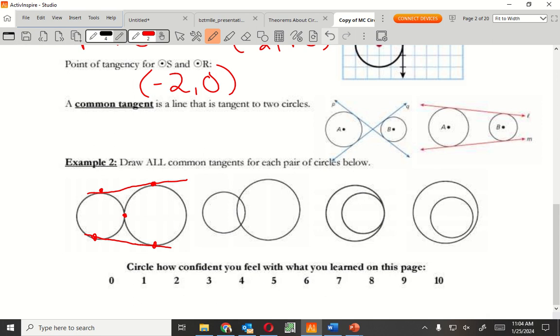Okay, I could have a tangent line on the outside, but what's wrong with these two right here? They're intersecting. They're not just intersecting, they are overlapping. They don't have a point of tangency. The point of tangency means that they would touch in only one place.